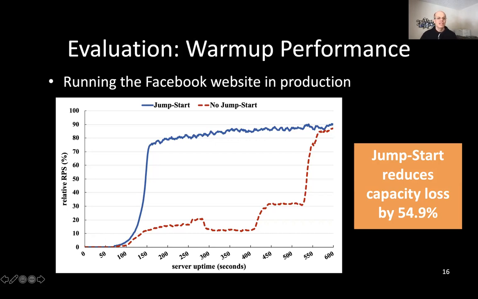So we can easily see that with Jumpstart, the throughput ramps up much more quickly, and the area under that curve is much bigger, which means we have much higher realized server capacity. And the area above the curve gets much smaller with Jumpstart. That means we didn't lose as much capacity. So overall, Jumpstart reduces the capacity loss by 54.9% for running the Facebook website in production.